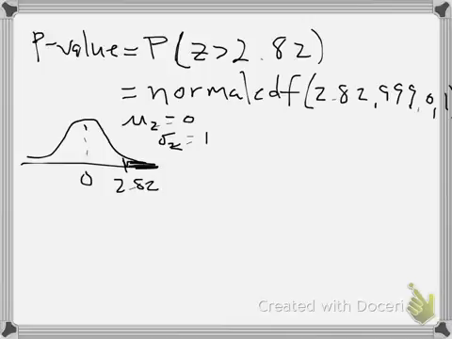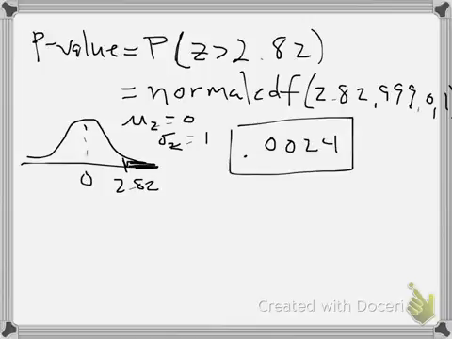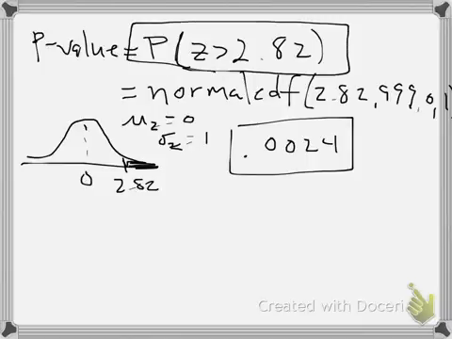Either way, I should get a p-value of 0.0024, give or take. If you've got something just slightly different, no big deal. Just make sure you're using at least 3 significant figures in all your calculations. So that's my p-value. What does my p-value represent? What does my p-value mean?